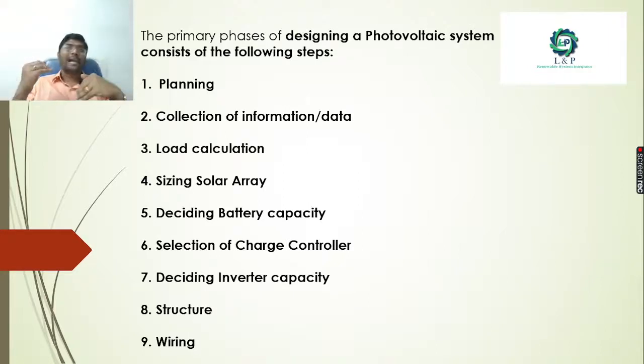Then we need to do the load calculations, so we need to physically visit the location. We need to check how many electrical loads there are, how many AC loads, how many DC loads, how many inductive loads, how many capacitive loads, how many MV panels. We need to make an analysis by collecting the information. After the load calculation, we need to decide how much sizing of the solar array we can do. How much area is available, with length and width details, so that we can provide the solar power.